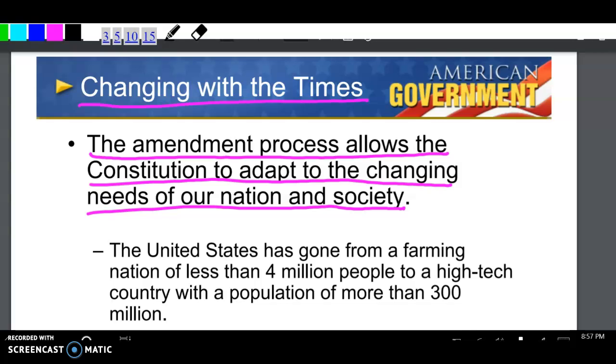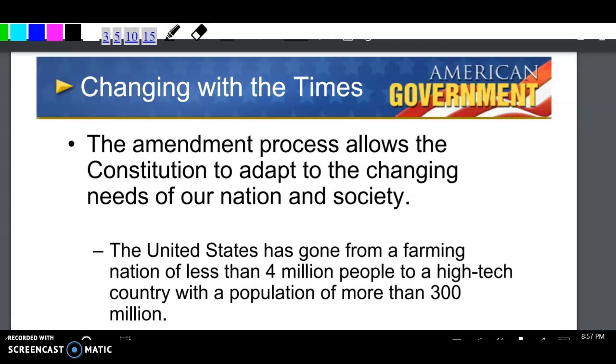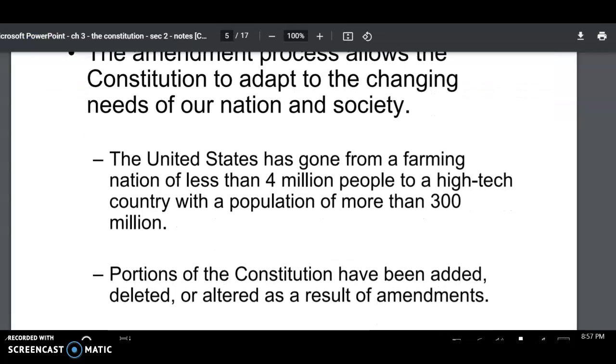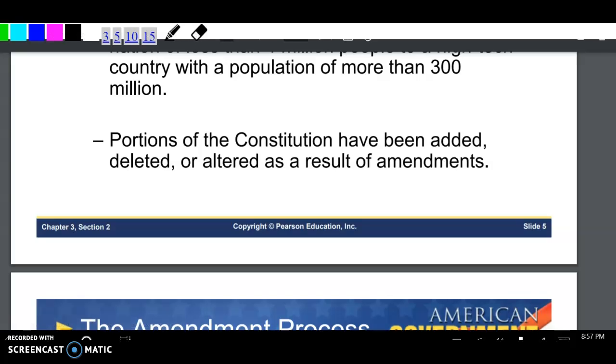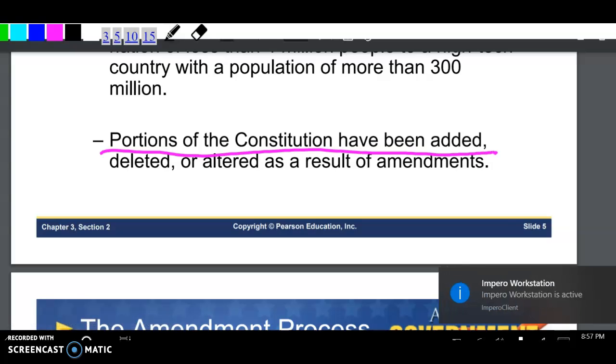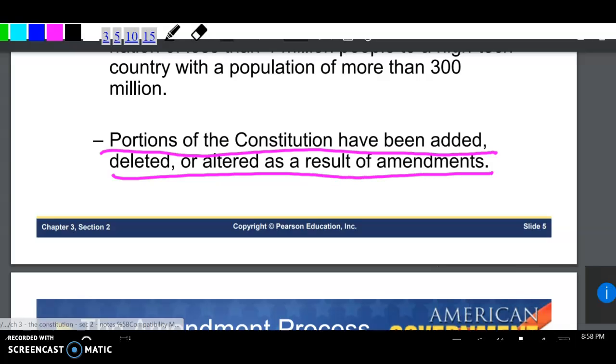One of these facts that can prove that is that the U.S. has gone from a farming nation of less than 4 million people to a high-tech country with a population of more than 300 million. So that's an example of why the Constitution may need an amendment, because the framers knew that the country would develop and change. So there are portions of the Constitution that have been added, deleted, or altered as a result of these amendments. So we're going to write that portions of the Constitution have been added, deleted, or altered as a result of these amendments.